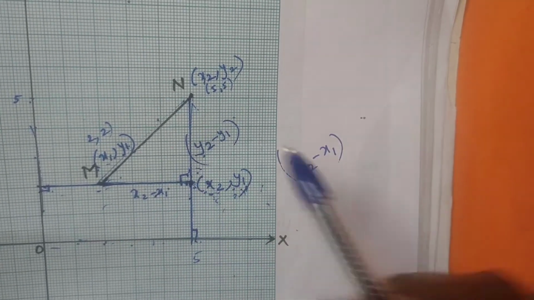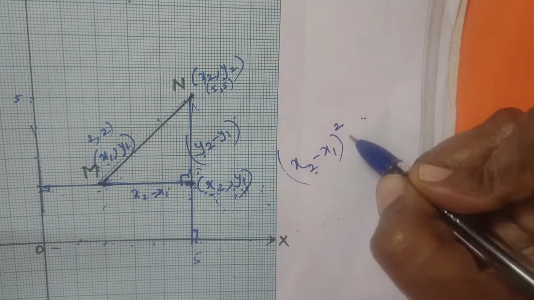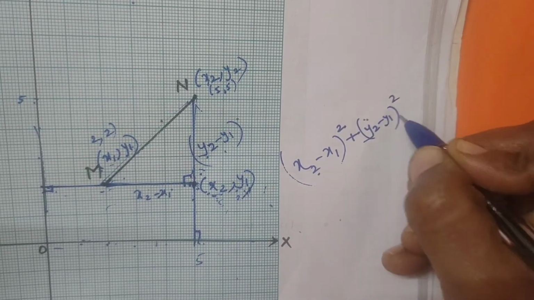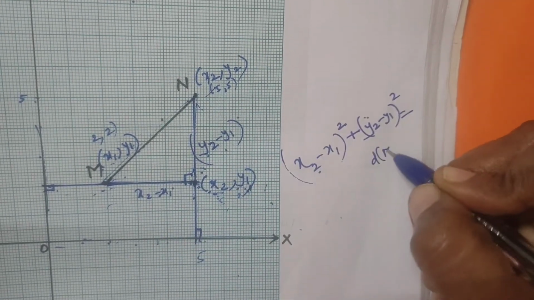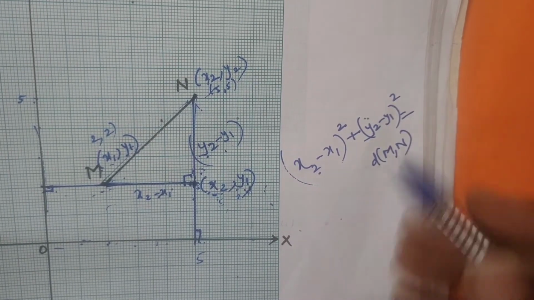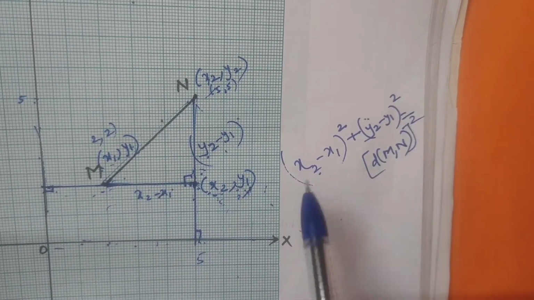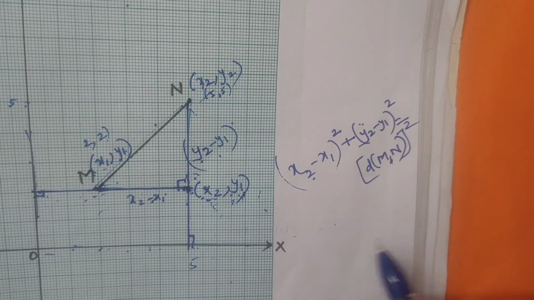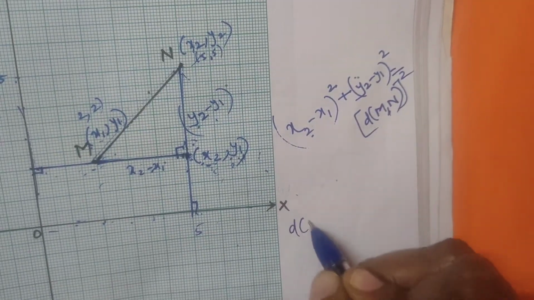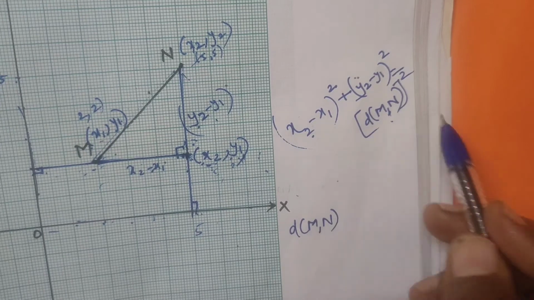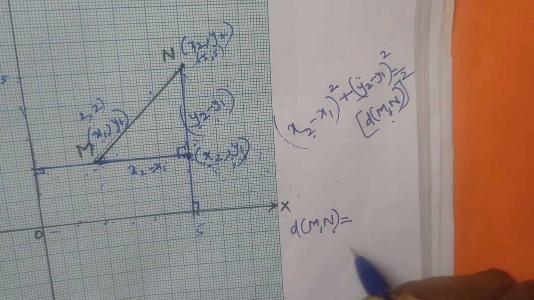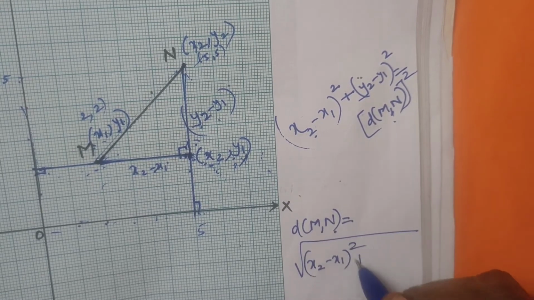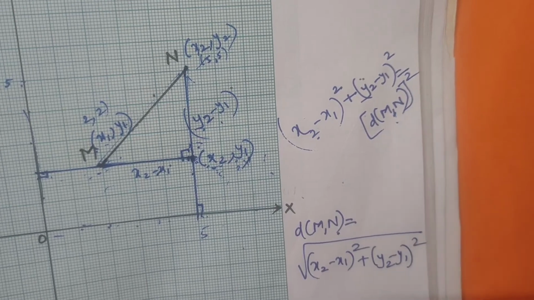One side square plus other side square. So one side square plus other side square. The other side is y2 minus y1, the square, equal to what? The distance of mn. So what is the formula here? One side square plus other side square equals mn square. And we want only the distance of mn, so taking the square root on both sides, what will it become? Distance of mn equals the square root of x2 minus x1 the square plus y2 minus y1 the square.